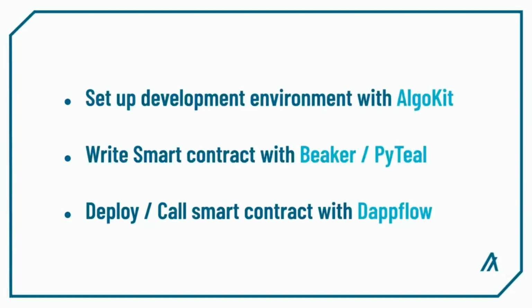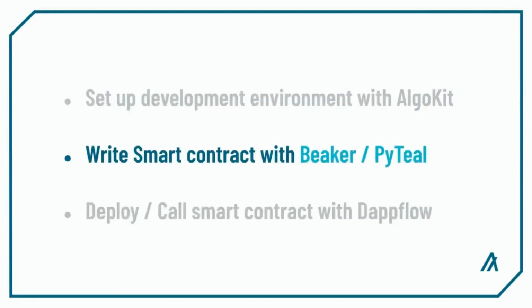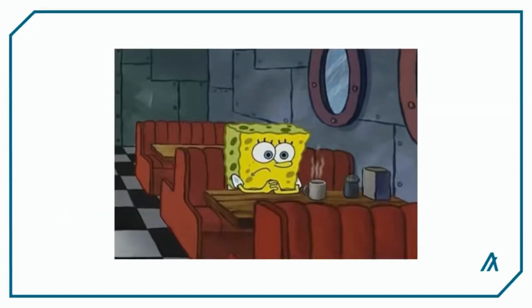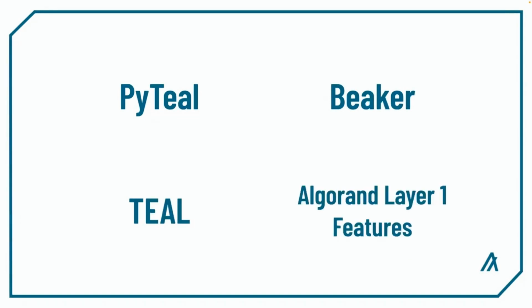And that's it. Today we covered how to set up your development environment using AlgoKit, how to write a simple Algorand smart contract with Beaker and PyTeal, and how to deploy and call your smart contract using DappFlow. Now this video is too short to cover all of the powerful features of Algorand smart contracts, but stay tuned for a complete video series on PyTeal, Beaker, TEAL, and other Algorand Layer 1 features and become a master Algorand developer.